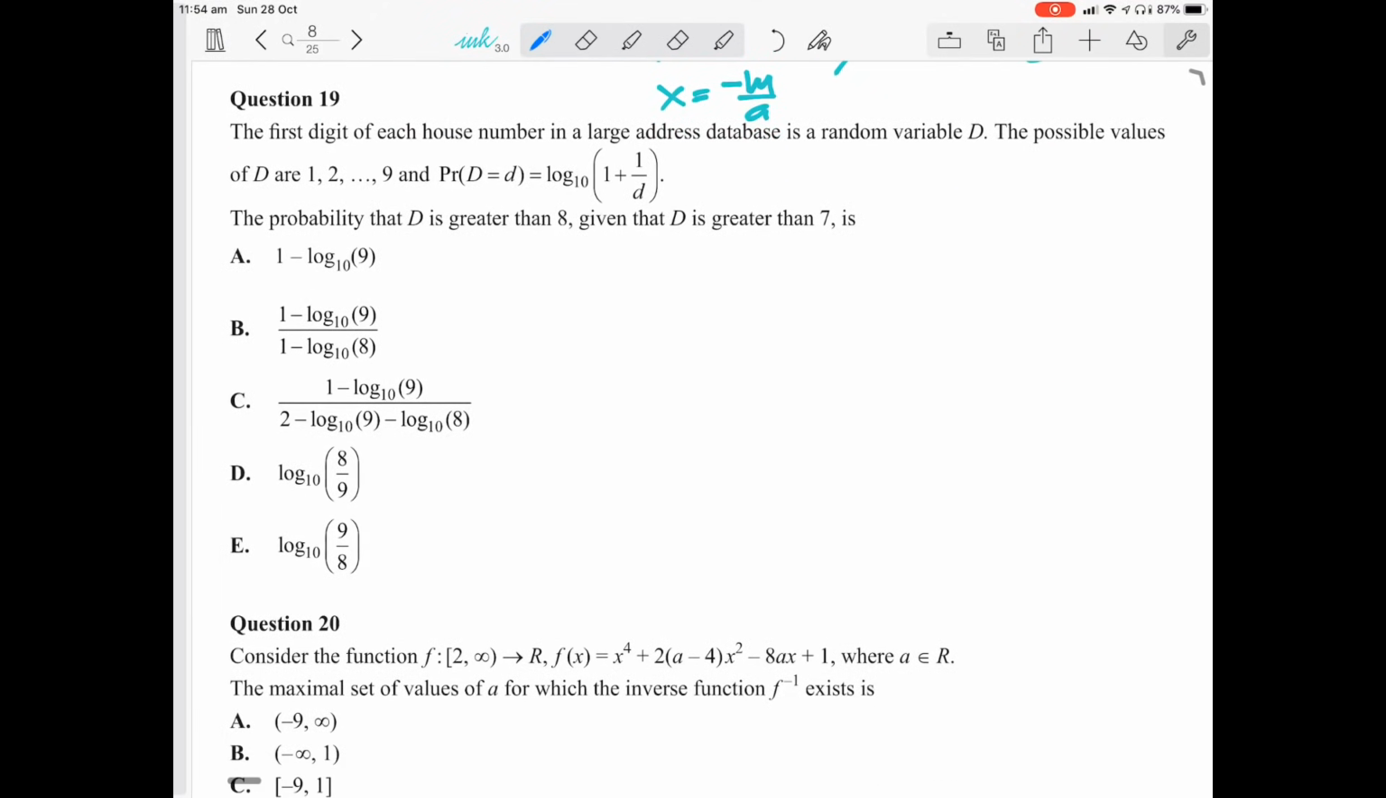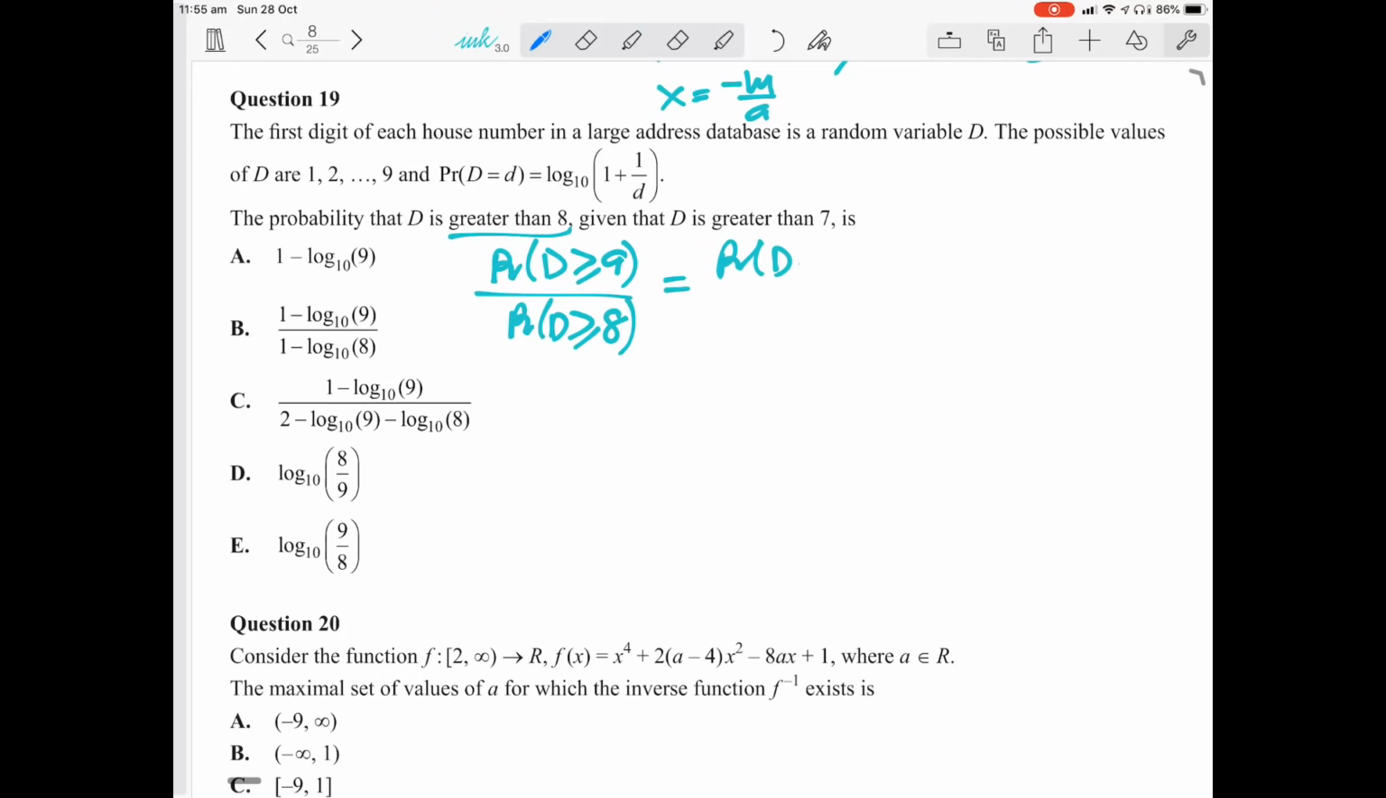Okay, the first digit of each house number in a large address database is a random variable d. The possible values are 1 to 9. The probability of d equals little d is log 10 of 1 plus 1 on d. The probability that d is greater than 8, given that it's greater than 7. Okay, greater than 8, so d is greater than or equal to 9, on the probability that d is greater than or equal to 8.